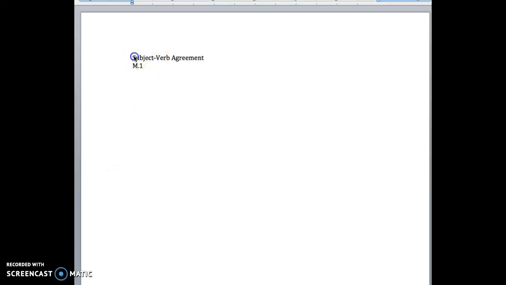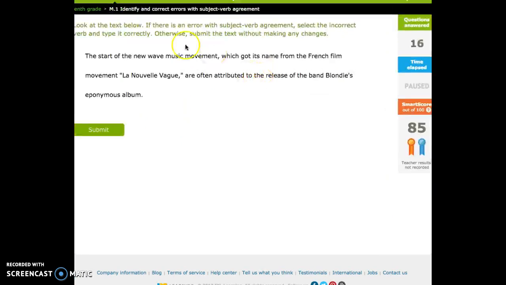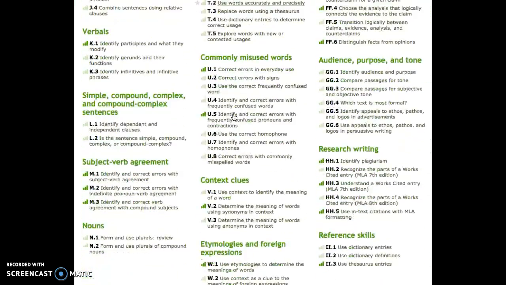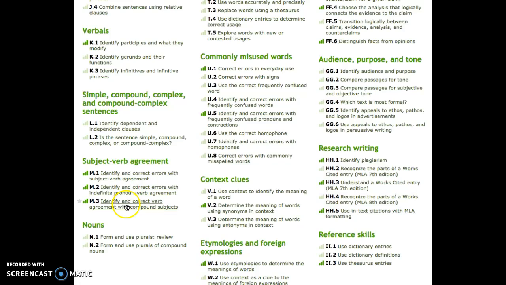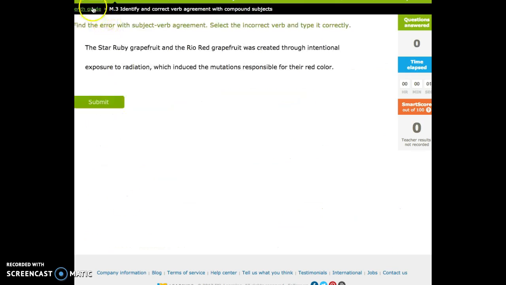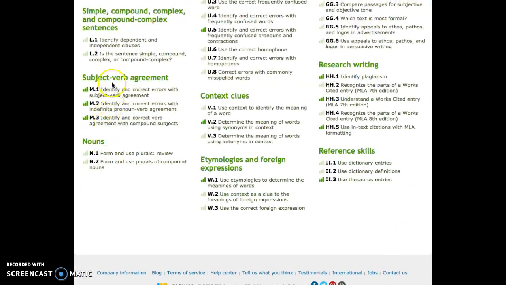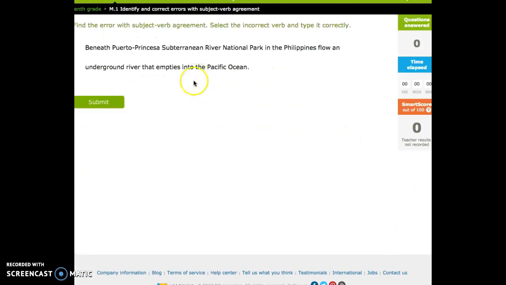All right, we're going to talk about subject-verb agreement. This applies to M1 in IXL. It also applies to M3, and then I think M2, although I didn't actually assign that one. Let me start us over on this one so we can do it together. Let's see. Oh, you know what? I'm going to do M1 because I think that's more difficult.